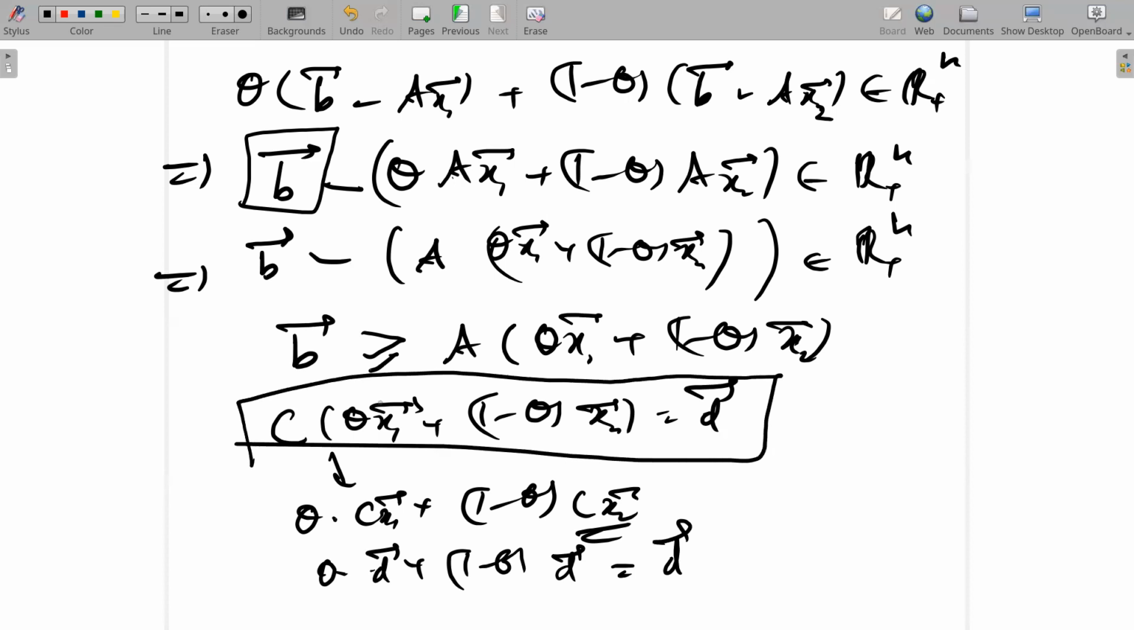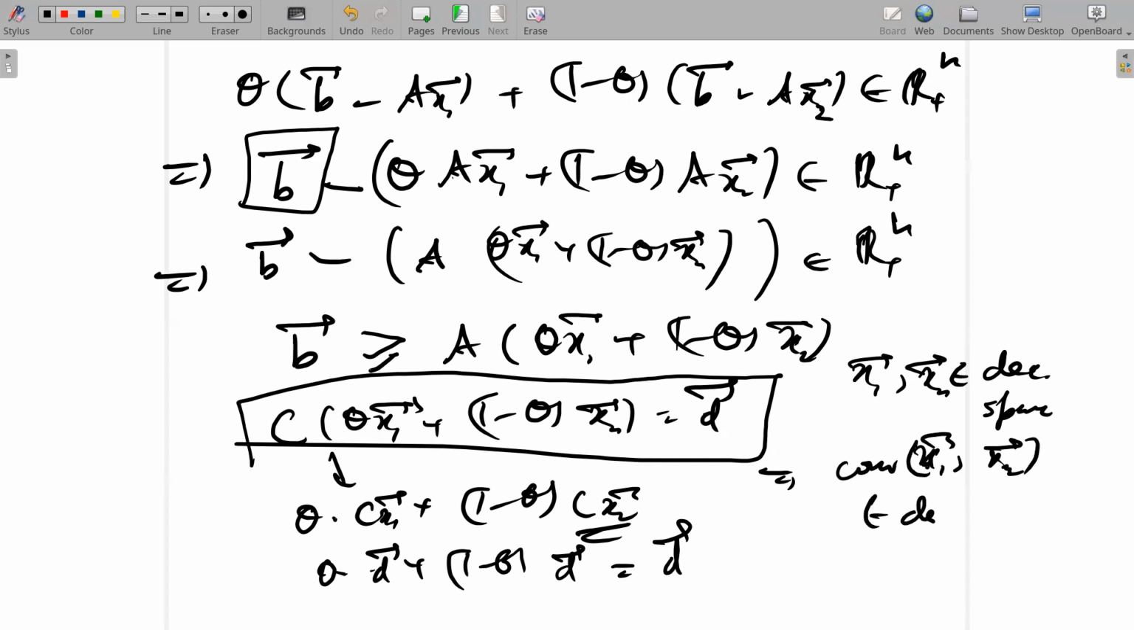So from both of them, what I get is if x1, x2 belong to the decision space, this implies the convex combination of x1, x2, so the convex hull of x1, x2, belongs to the decision space. So your question was, since it's a cone, why take theta and 1 minus theta? I can always take theta 1 and theta 2, where they're both positive. That is correct. But then what you'll get is theta 1 x1 plus theta 2 x2 here, and here you'll get theta 1 plus theta 2 times b.